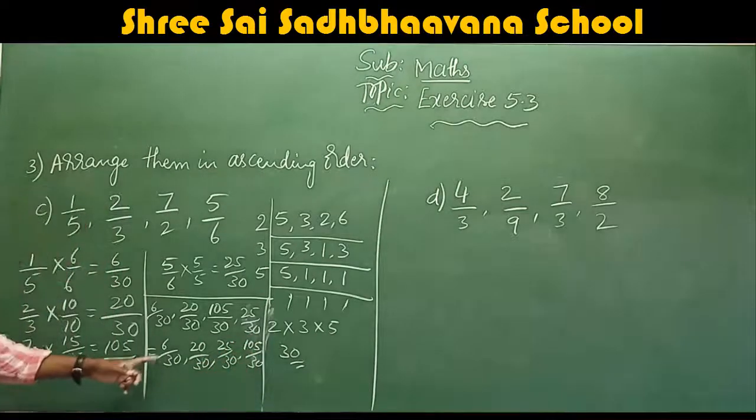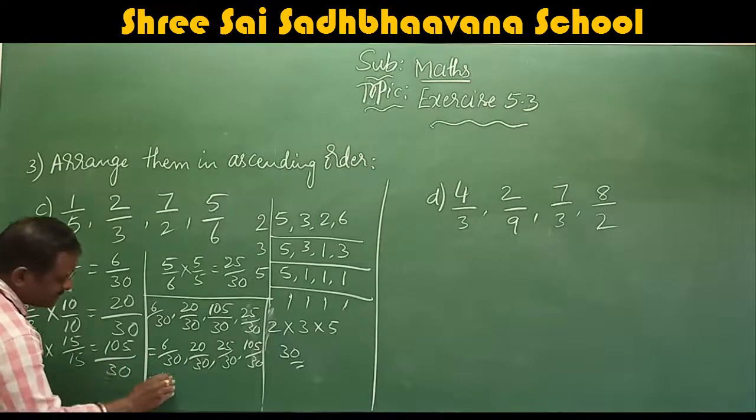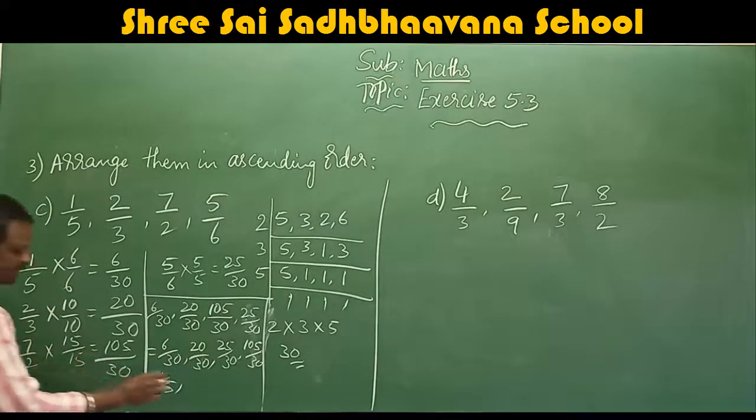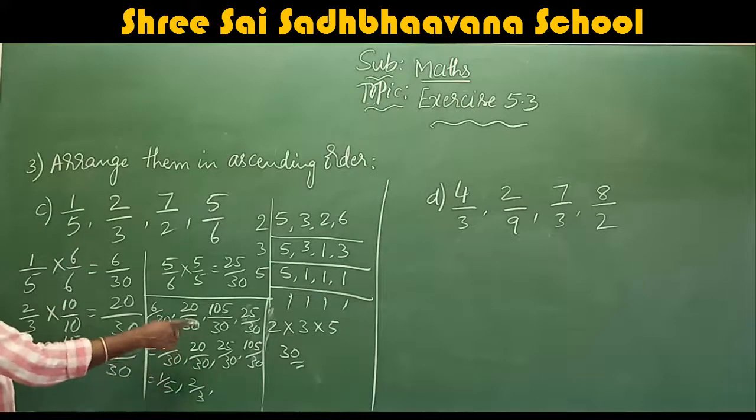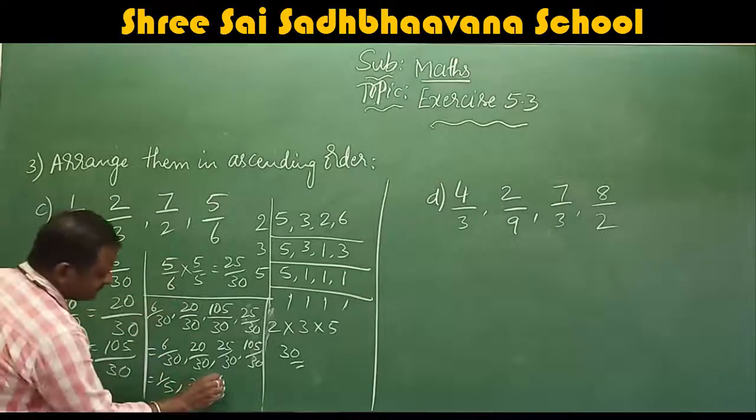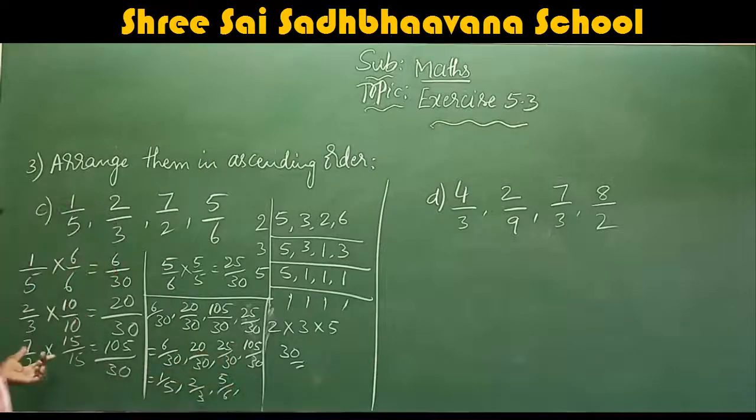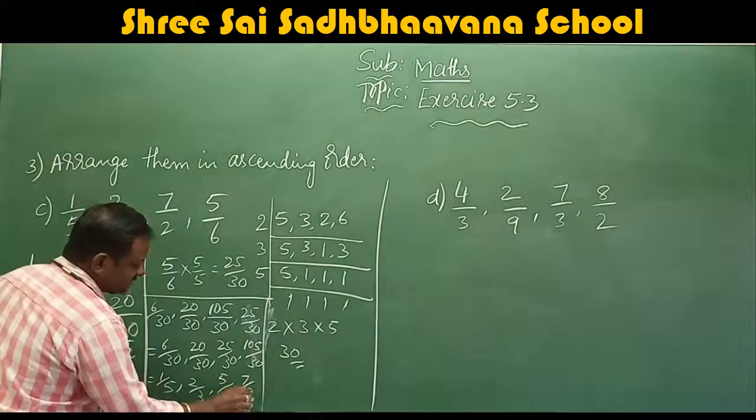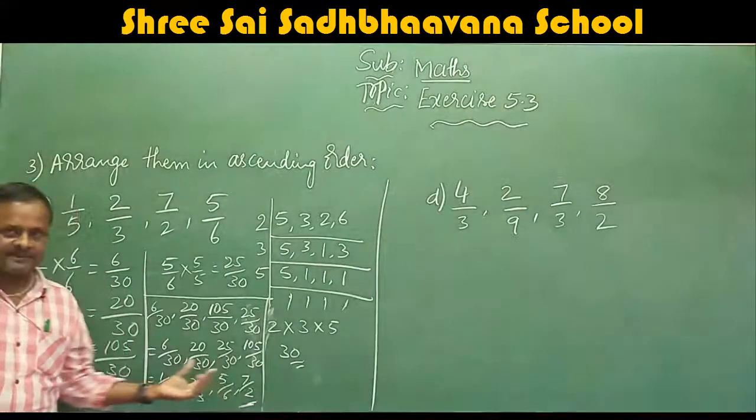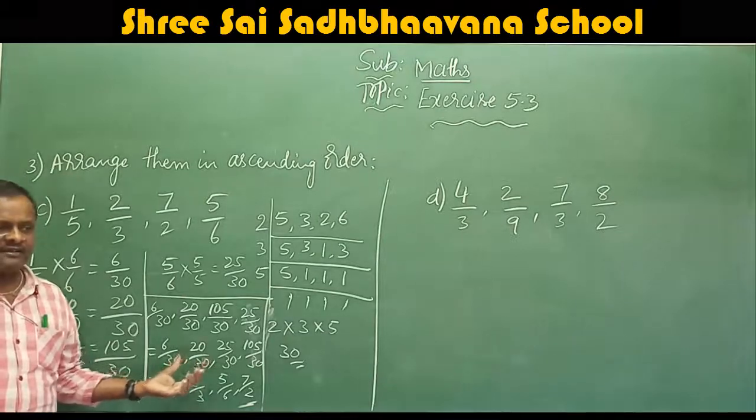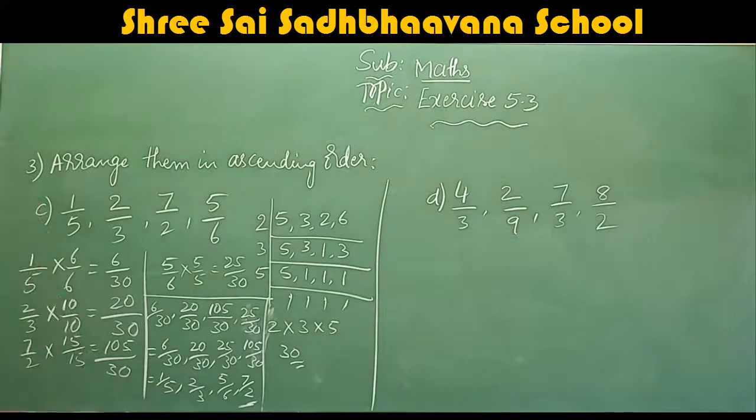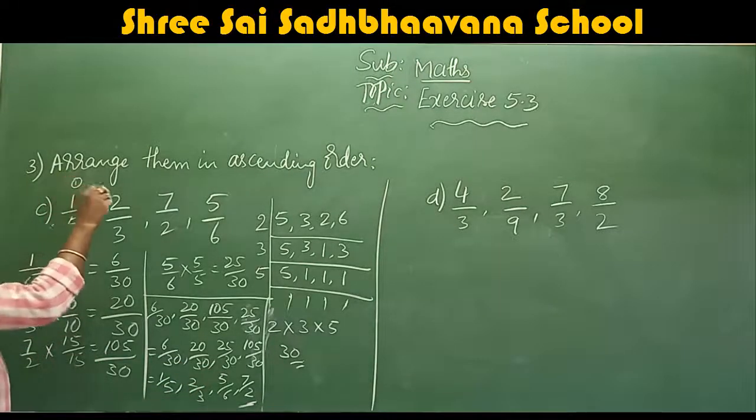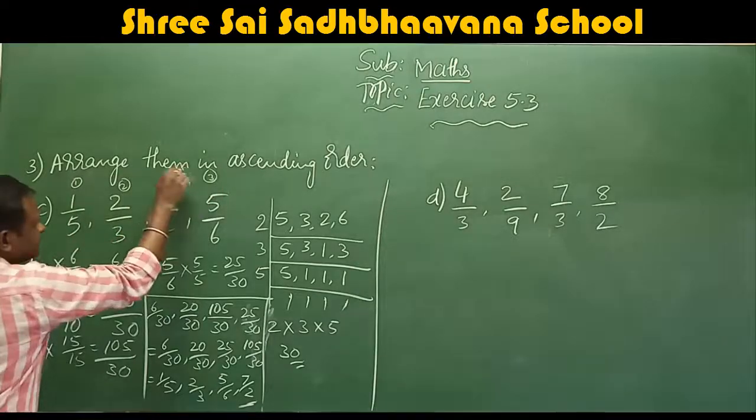Now we write the respective fractions. 6 by 30 is 1 by 5. 20 by 30 is 2 by 3. 25 by 30 is 5 by 6. The last one is 7 by 2. So this is the ascending order: 1 by 5, 2 by 3, 5 by 6 and 7 by 2. I will write here: 1 by 5 first, second is 2 by 3, this is third and this is the fourth.